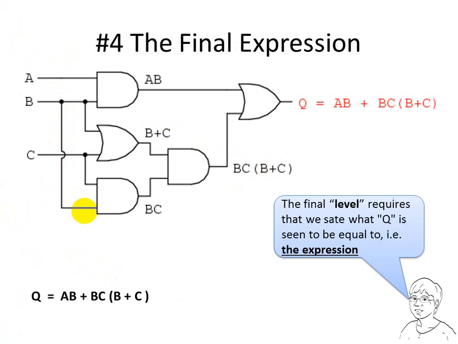Step 4, the final expression. The final expression is Q, i.e. the total output, equals AB plus BC in brackets B plus C. We know that's A and B, or B and C, B or C. Okay? I'm using the plus and the multiply more freely now, so you can understand that they are related to the multiplication and addition of Booleans. And there it is clearly there. Q equals AB plus BC, B plus C. Q equals A and B, or B and C in brackets B or C.